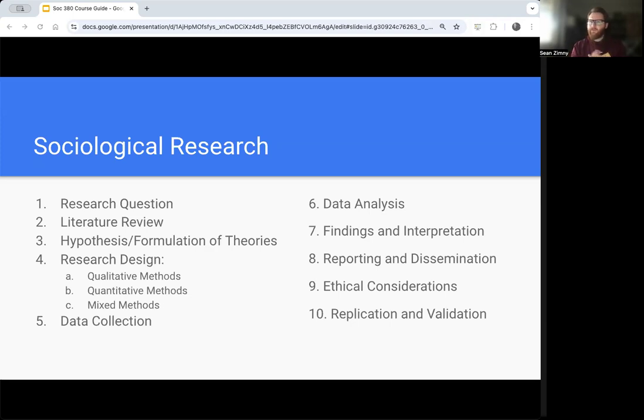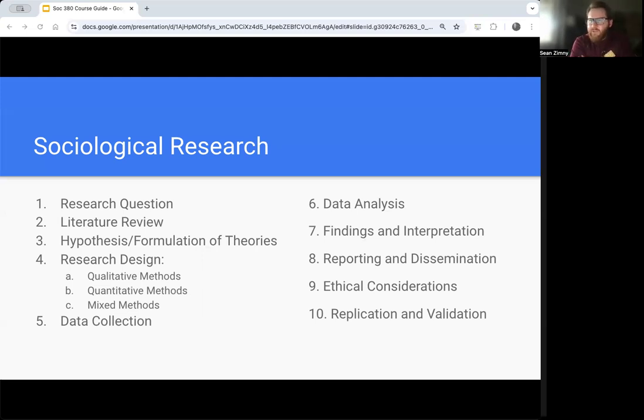So based upon that literature review, researchers are going to develop a hypothesis. Again, your testable prediction, or maybe in some cases, especially in qualitative research, maybe you're developing a new theory or testing existing theories. Research design, so there can be qualitative, quantitative, and even mixed methods approaches. This involves how you're going to collect and analyze your data. So qualitative methods focus on understanding the meaning and experiences of participants. So this is like interviews, focus groups, those sorts of things.